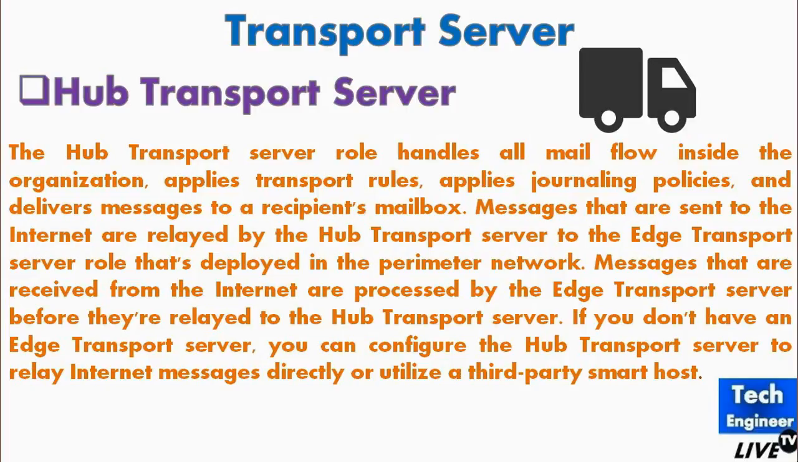That is the way we actually configure the hub transport server. It is the most perfect way, and it's the way where the hub transport server deploys. But without an edge transport server, you can configure it to relay internet messages directly. That's very unsafe, or otherwise you have third-party smart hosts.